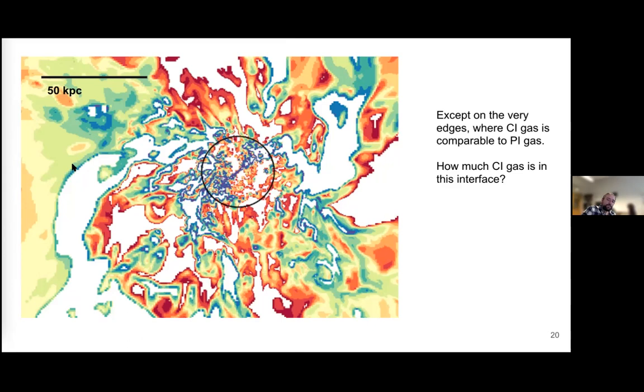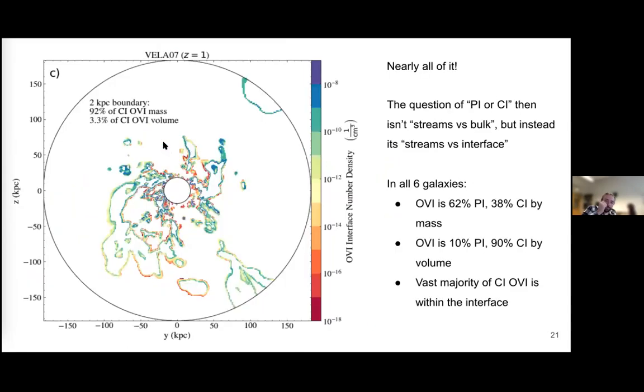And it's in a very small region, but does this matter? Does this change the conclusion that we just saw in the last slide? How much of this collisionally ionized gas is in this interface? And the answer is almost all of it. So the question of photoionization versus collisional ionization is actually not so much the streams versus the bulk material, but the streams versus these tiny interface layers.